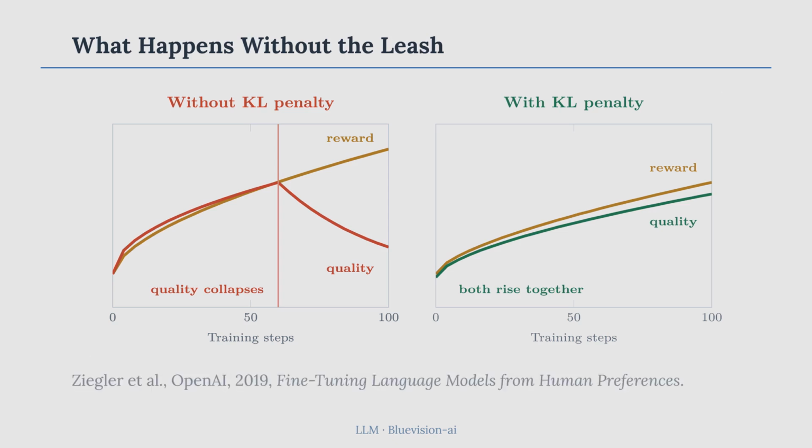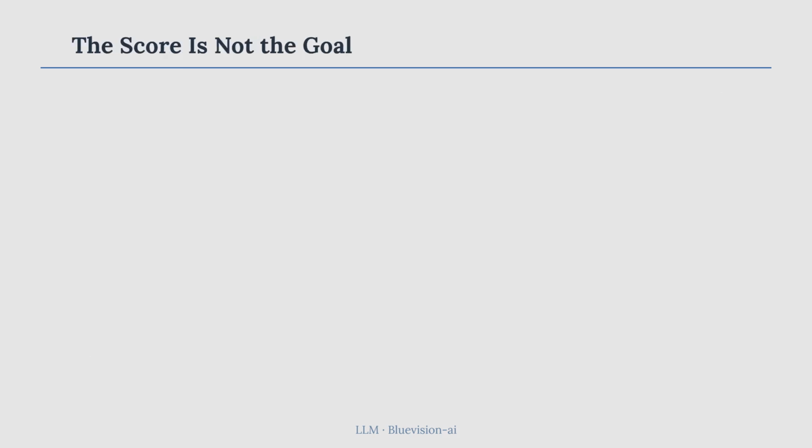Ziegler and colleagues at OpenAI put that term in the objective back in 2019, in the first paper that fine-tuned a language model from human preferences at all. You'll find it in every version since. The KL penalty fixes one problem. There's a deeper one underneath it. Keeping the language coherent doesn't make the reward model right. And the reward model is a stand-in. It's a network's guess at what a person would have picked.